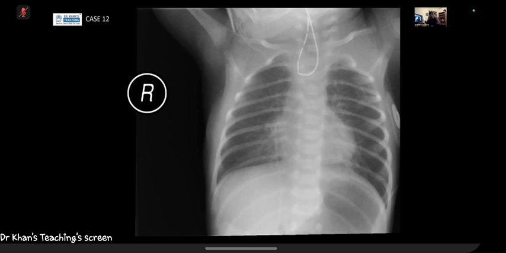Excuse me, Toby. Are you using the pointer? Yeah. Can you see it? Can you move it, because I cannot see it right now? Can you see it now? I can see it now.